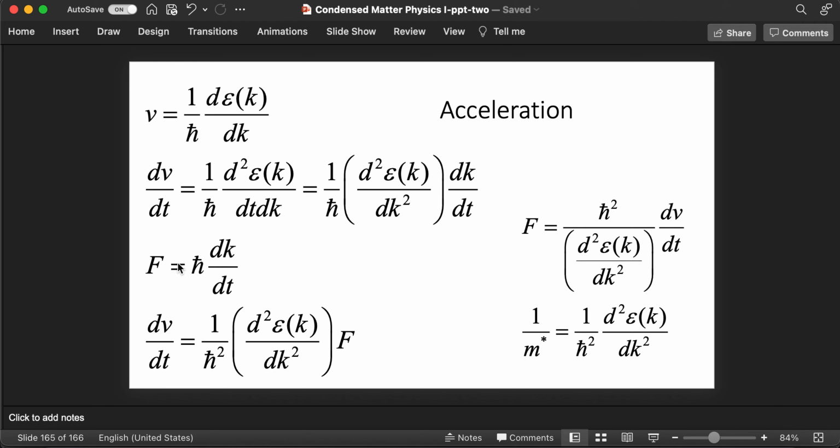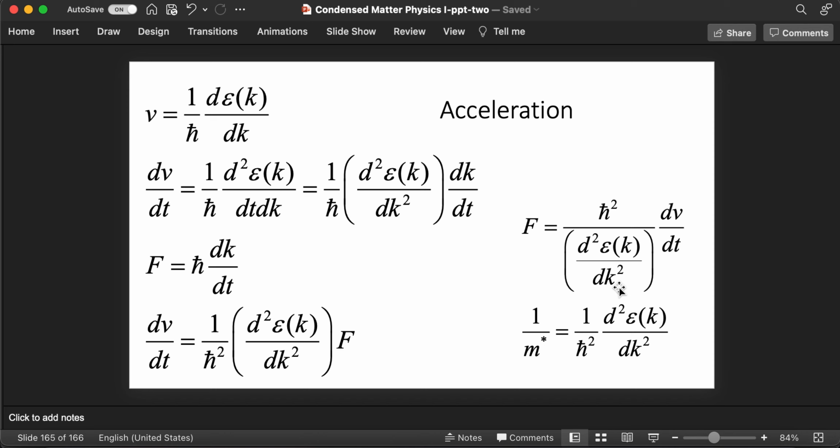Finally, we can also look at the acceleration of the electron. So we saw the expression for the velocity to be given by that. We can calculate the acceleration in this fashion, and I can rewrite this and pull dk by dt outside, and the force is h cross dk by dt. So I can substitute for dk by dt in terms of the force here, and I can now write the force as something times dv by dt, and this term here you can think of as a mass, and that's called m star, the effective mass.